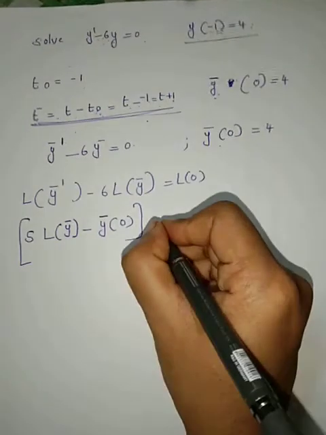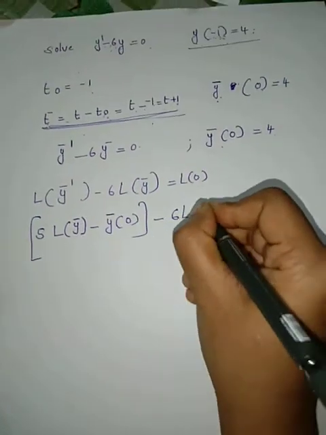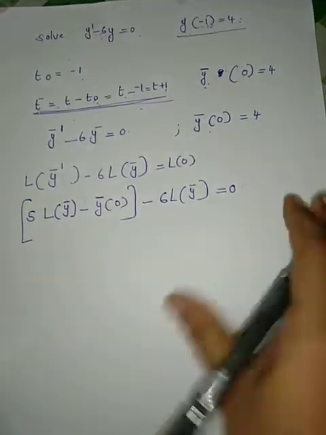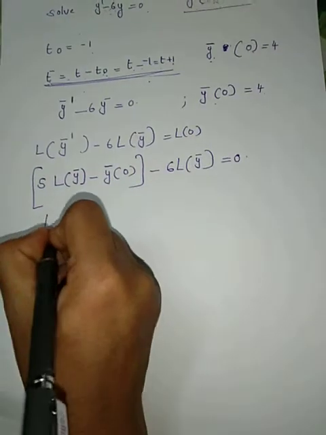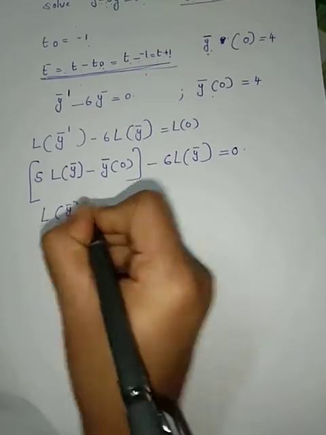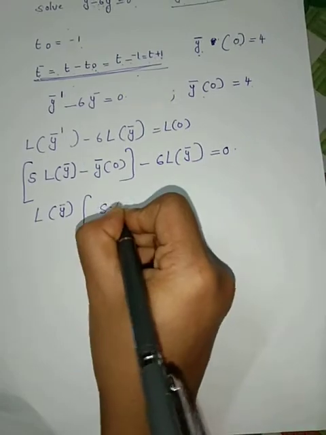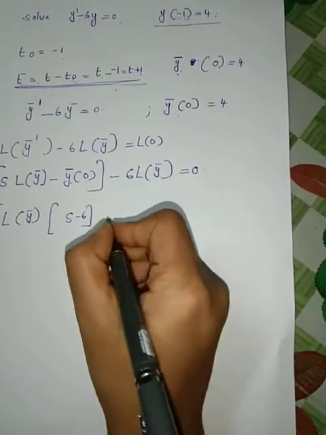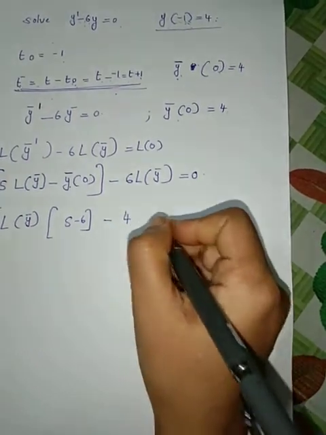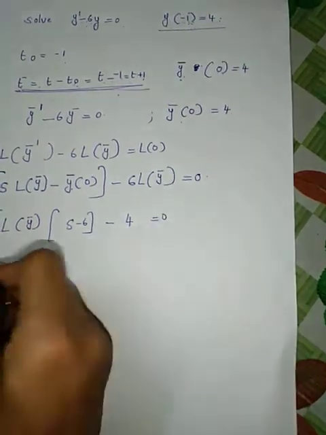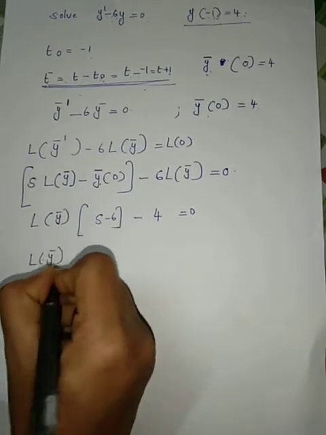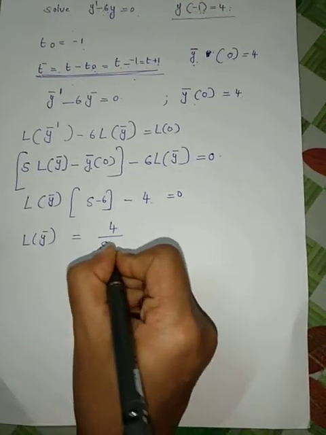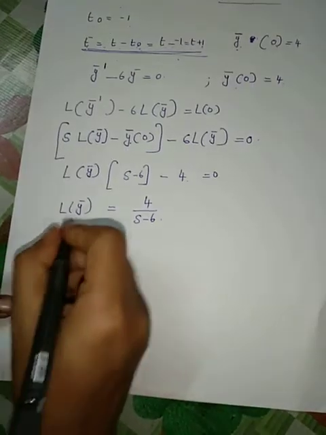So L of y bar dash minus 6 into L of y bar is equal to L of 0, which is 0. Then we take L of y bar outside: L of y bar into s minus 6. Then y bar of 0 is equal to 4, therefore minus 4 is equal to 0. Moving 4 to the left side, L of y bar is equal to 4 divided by s minus 6.